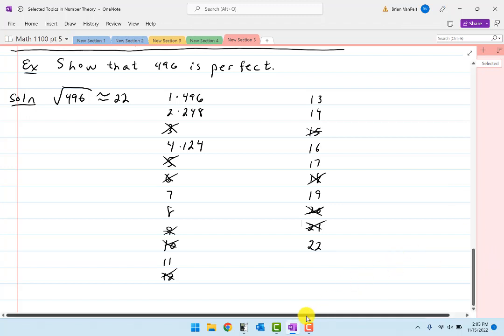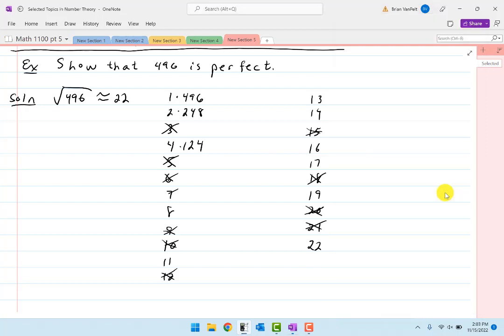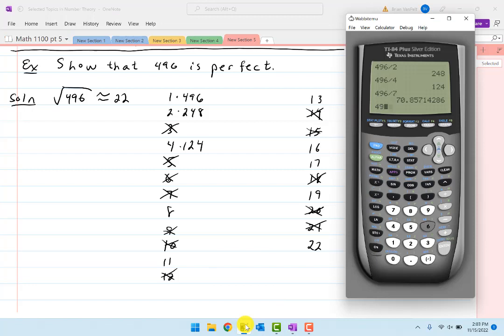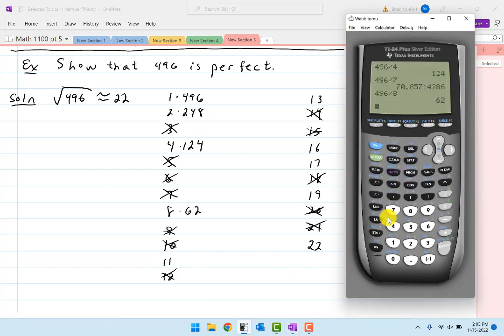Now let's take a look at 7. Decimal. 7 does not go into the number. That means that 14 won't go into the number either, and neither will 21, but we've already canceled that one. Let's check 8. I happen to know that 8's going to work, but let's find out what the other factor is. 62. 11. We don't specifically have a test for 11, so using the calculator will work for me.